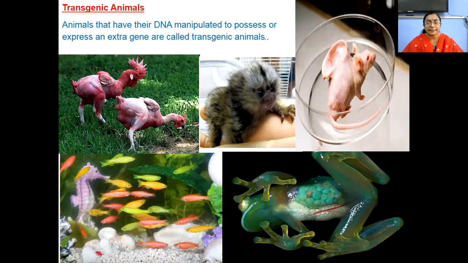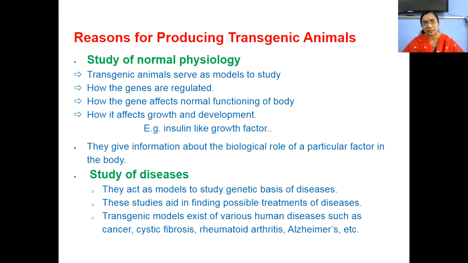Then the next field where we have used our biotechnology is transgenic animals. Some of them you can see on the screen. There is a glowfish, then the transparent frog, then our human ears that are cultured in mouse. So these actually have foreign DNA expressed in them. Their DNA is manipulated and we will be adding extra genes or genes taken from other organisms into these animals. So that's why we call them transgenic animals.